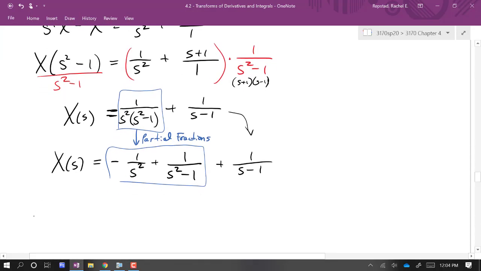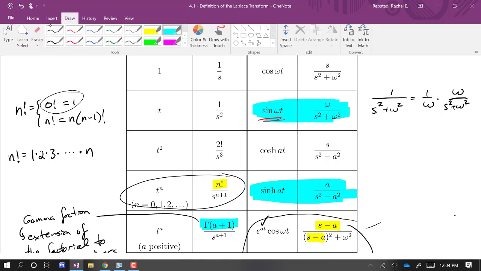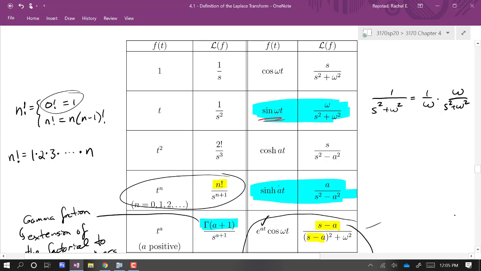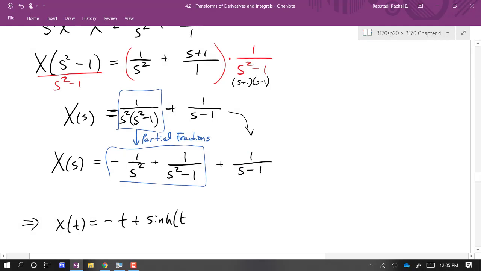So if we go to our table, we're going to get our x of t function. Negative 1 over s squared, well, the inverse transform of that is negative t. And then 1 over s squared minus 1, that right here is the hyperbolic sine. We do have 1 over s squared minus 1 squared, so we don't need to even rewrite it at all. That's just hyperbolic sine when I take the inverse transform, hyperbolic sine of t. And then 1 over s minus 1 has an inverse transform of e to the t.